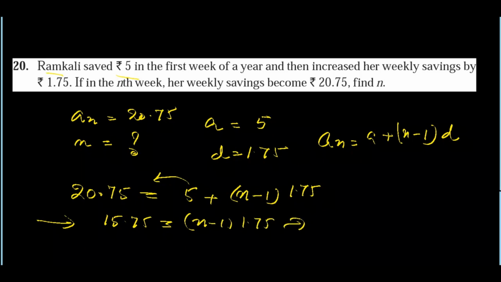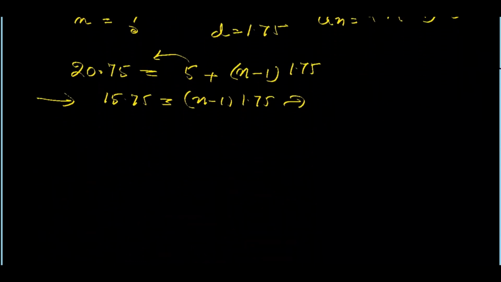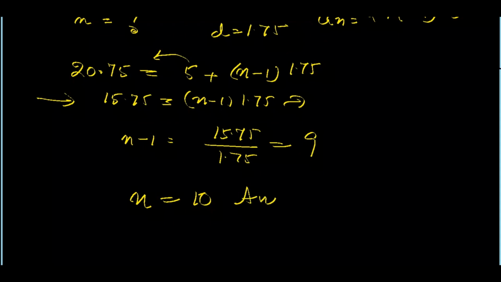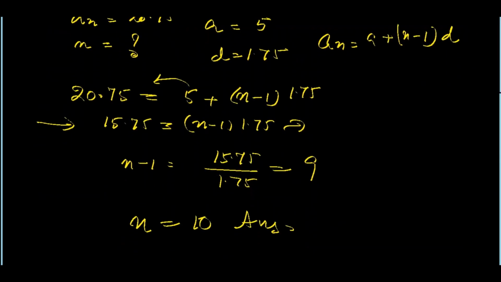That implies N minus 1 equal to 15.75 by 1.75, which equals 9. N equals 10. This is the answer. Yeah, we have done every problem. This 20th is the last problem in this exercise.